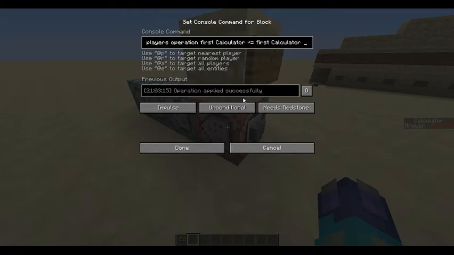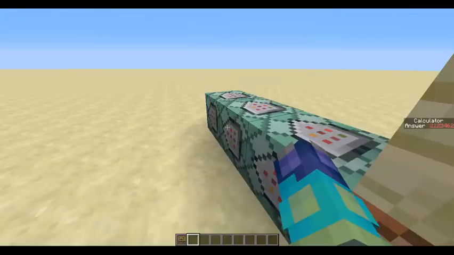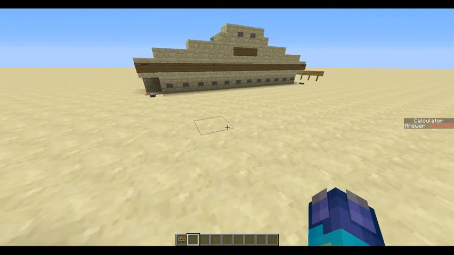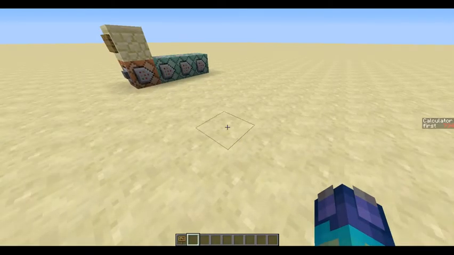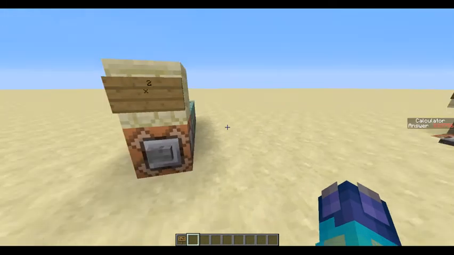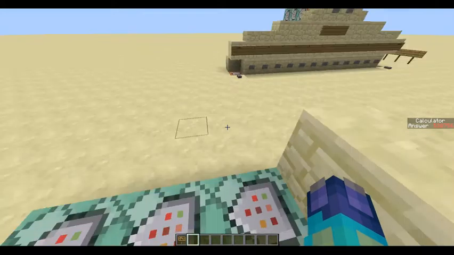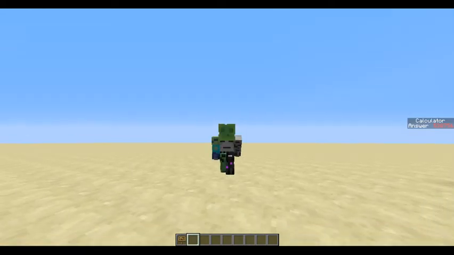For squared, all I did was scoreboard players operation first calculator times itself, and then I repeated this where I made answer equal to first calculator, then cleared first and cleared second. And so that's basically what it does. If I did this and I squared it, it just takes that number, multiplies it by itself, and then makes answer that number. So yeah, that will be the end of the video.